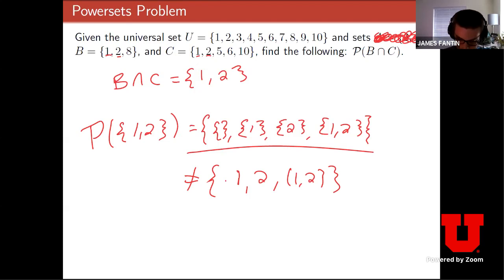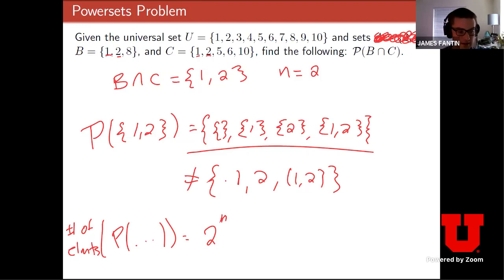One easy way to check that we did this right is that the number of elements in B intersect C is 2, and the number of elements in the power set of some set, I was going to use the standard n there, but I don't want to confuse any of you by having the same n, is always going to be 2 to the n. So 2 to the number of elements in the set is going to be the number of elements in the power set. So in this case, we have 2 to the 2, which is 4. And we've got 4 elements in the power set. So that's a quick check to see if we have at least the right number of elements in the power set.